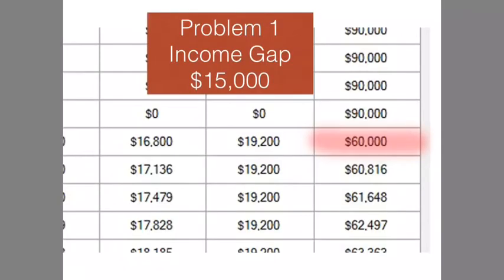So here's the first problem. The year they retire, they don't have enough income. They have an income gap of $15,000. You can see while they're working, they're making $90,000 a year. The year they retire, with Social Security and pension, their income drops to $60,000. And going back to the budget, they need $75,000 a year. So they're short $15,000 the year they retire.